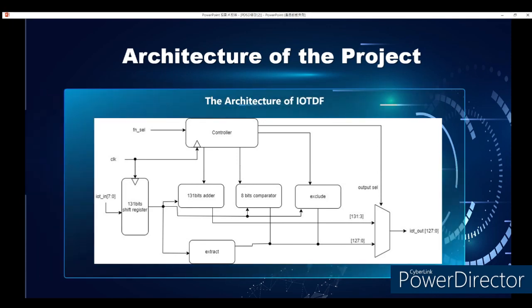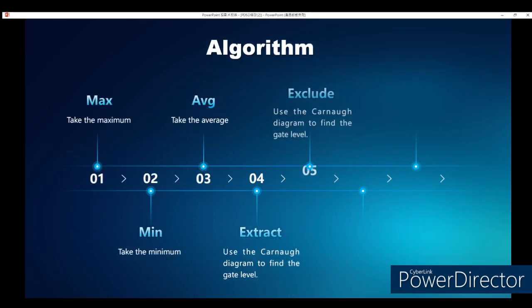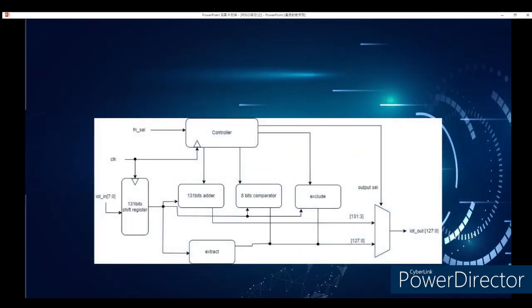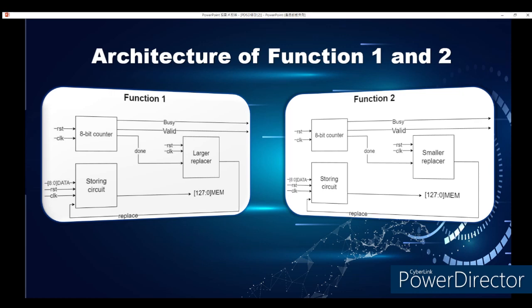And this is our main architecture. Function 1. In function 1, we can see the 8-bit counter, a temporary register, and a comparator are used. When a set of data is input, the counter will send a done signal to the comparator and start the comparison and replace work. Function 2 is similar to function 1, but it can obtain the minimum value.